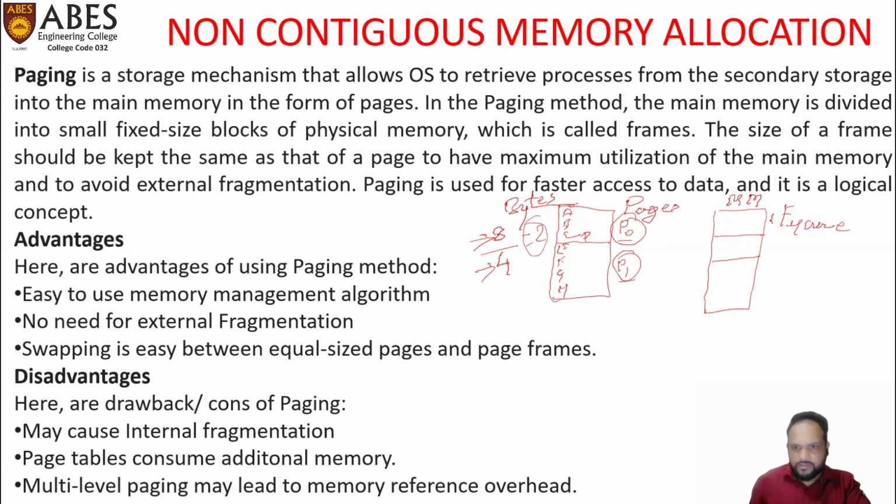So each frame, F0, F1, F2, F3, likewise, can accommodate exactly that number of process bytes. So here in these two, A, B, C, and D are allocated one by one, as I don't have enough space to draw. So consider this: one after the other, they are allocated. There is exactly the same amount of space, so that one can easily map between them.